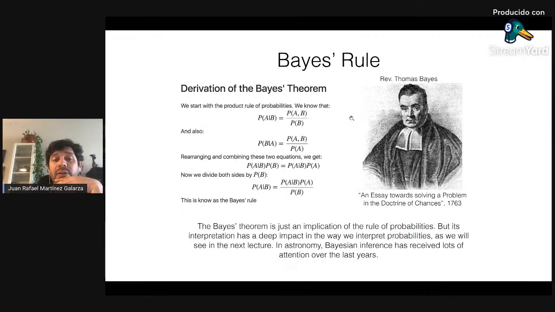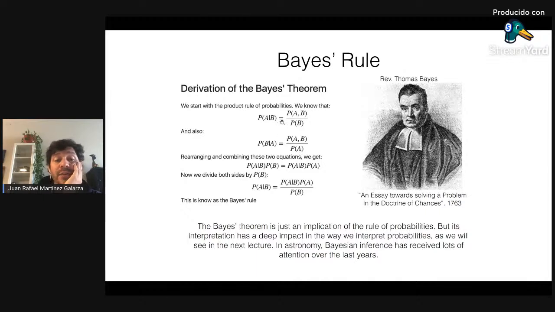I just wanted to point out at this point that the Bayes theorem does not come from magic. It's not just a rule of nature. It basically comes from the product rules of probability. So you can express a probability of A given B as basically the ratio of the joint probability and the probability of B. And similarly, you can calculate the probability of B given A as the joint divided by the probability of A.